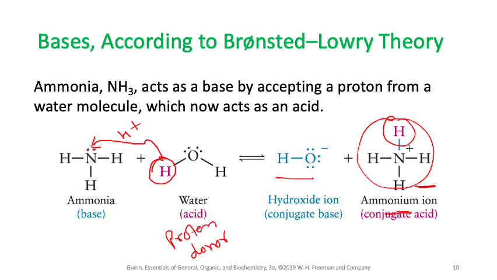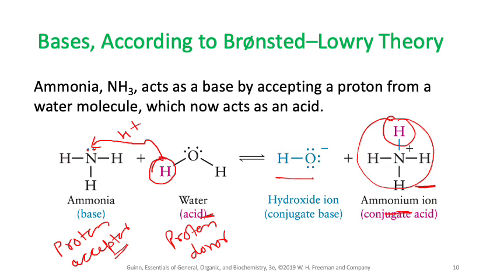So that's why water is an acid in this case, whereas ammonia is your proton acceptor. It's accepting the proton, so that's why it's a base. So this is how you can verify acid or base in any chemical reaction: if you can see which one is giving out the proton and which one is receiving the proton.